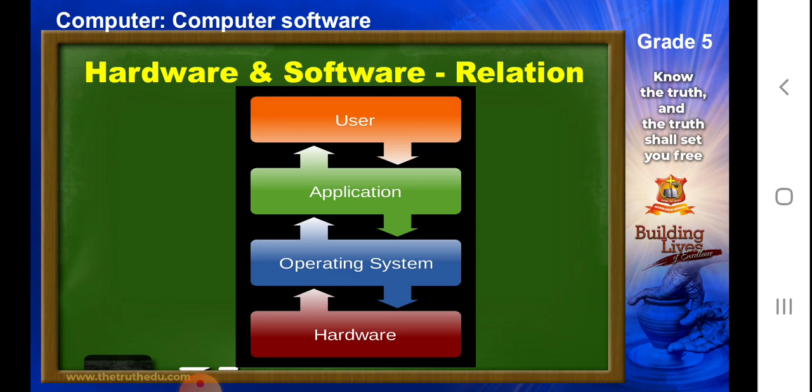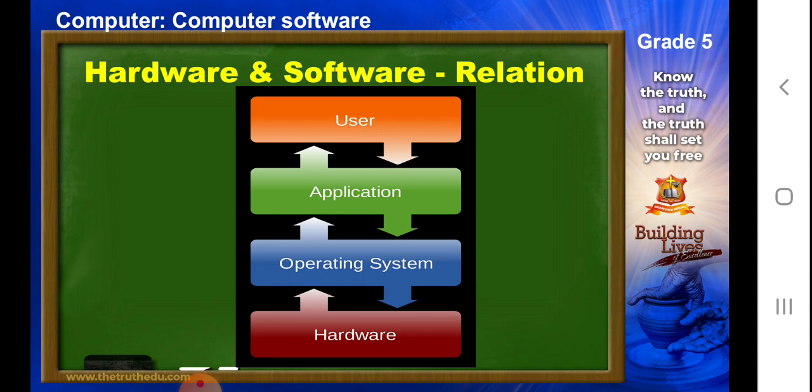So students, next we will move on to understand the relationship between hardware and software. Now, what is the relationship between hardware and software? See, until and unless the user is there, the system will not work. You can power on the system, but it will not work until a user gives a command. So the first step is the user. Now, what does a user do?